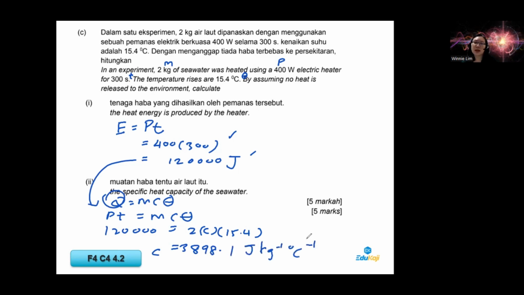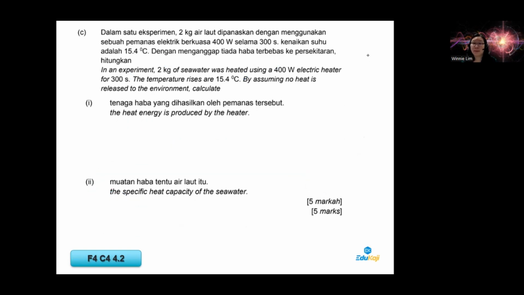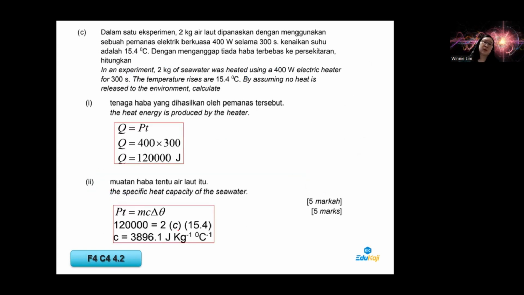How do you actually get the unit? Okay, C equals what in general? Q over M theta. So what is the unit for Q? Joule. Mass is kg. Temperature is degrees Celsius. So joule, kg to the power of -1, degrees Celsius to the power of -1, because of the per. Okay, so this is from the answer scheme.